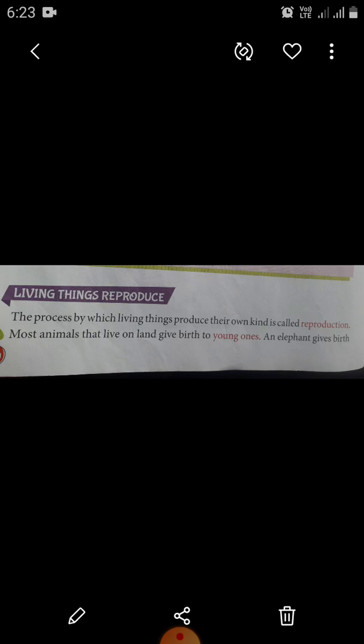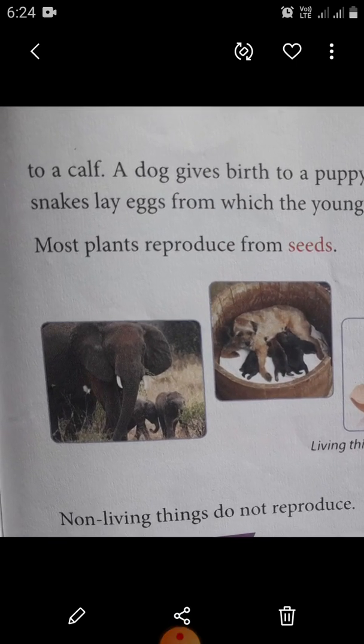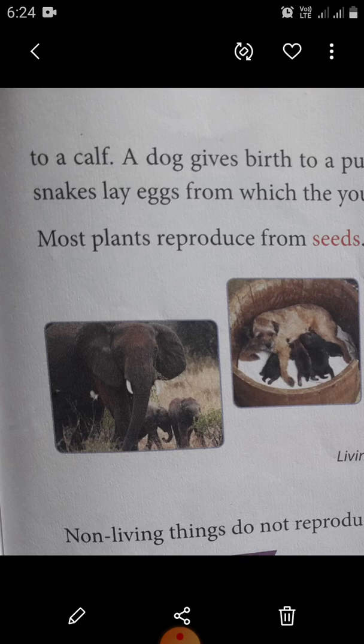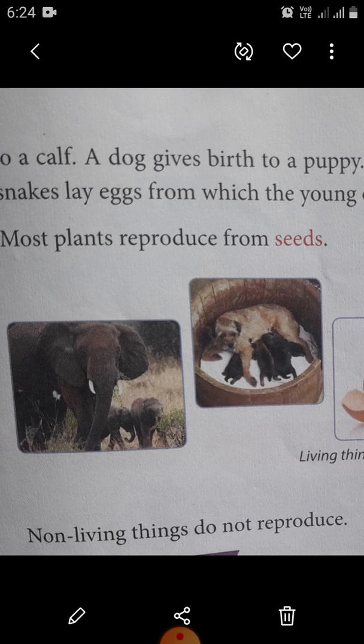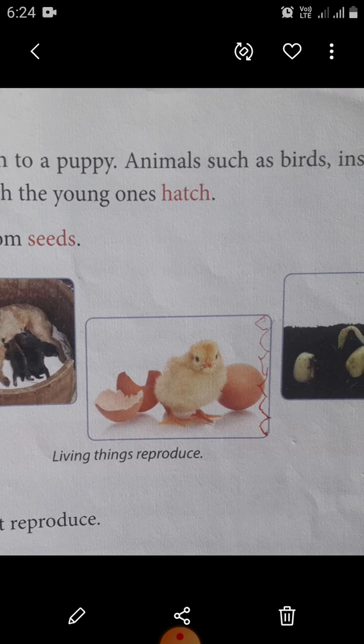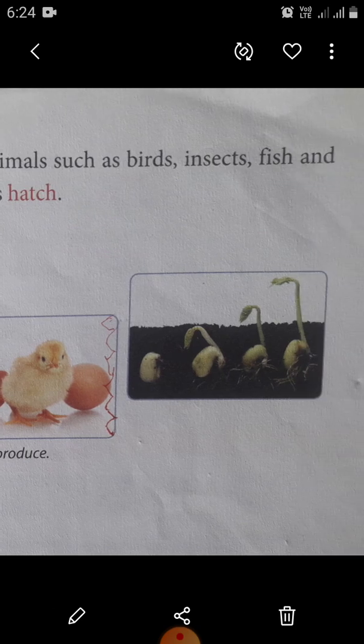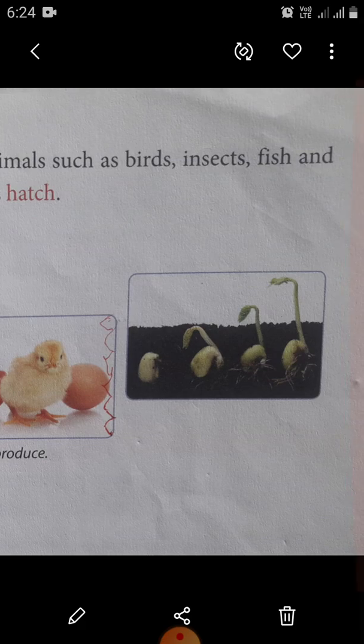Most animals that live on land give birth to young ones. An elephant gives birth to a calf. A dog gives birth to a puppy. See here, students. Next, see here, students. A hen gives birth to a chick and a seed gives birth to a plant.